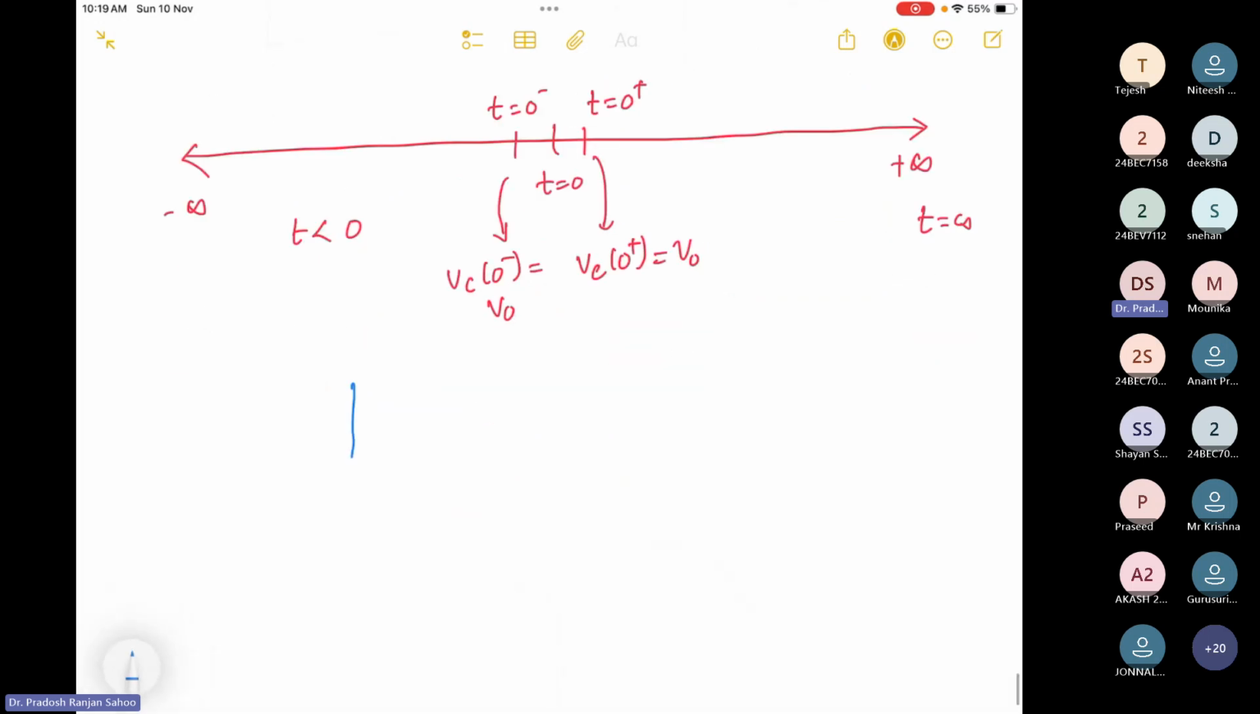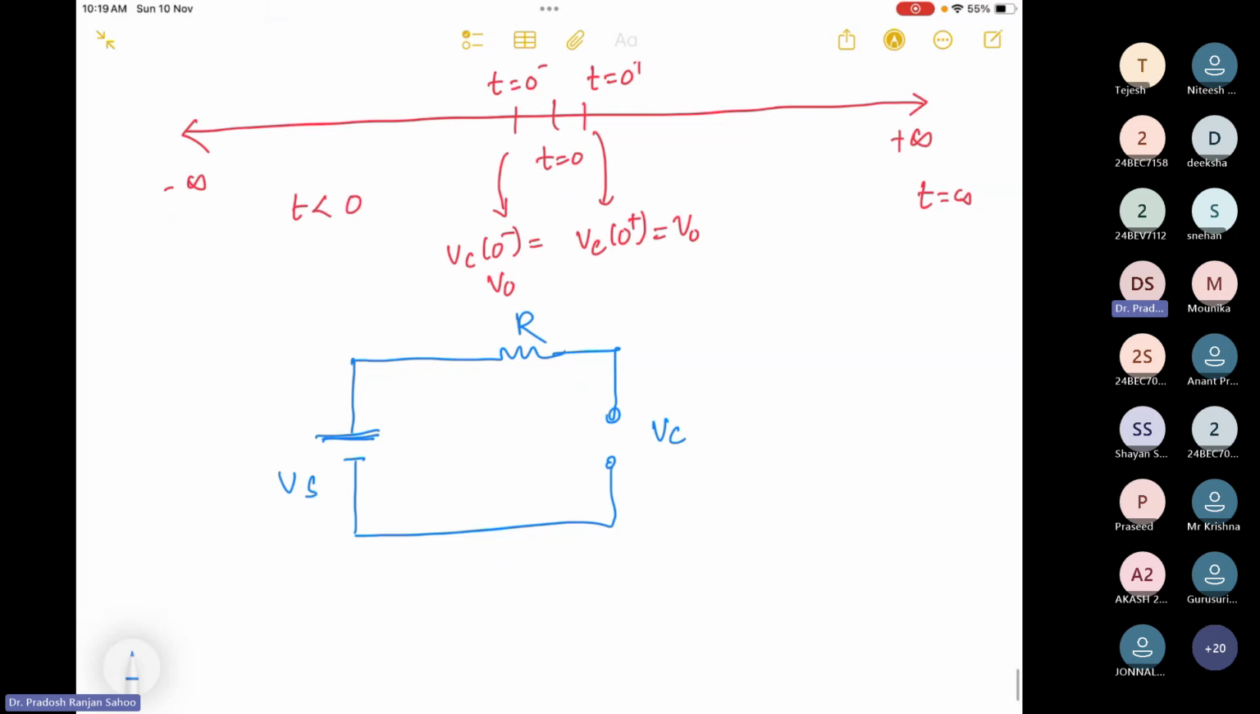This is the circuit. This is your Vs. This is your R. The capacitor achieves steady state, that is, open here. This is the Vc. So no current will flow. The voltage across the capacitor is nothing but the source voltage. So Vc is nothing but Vs. That means Vc at infinity is nothing but the source voltage.